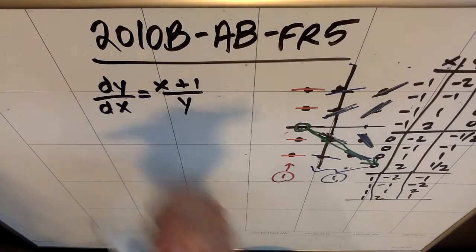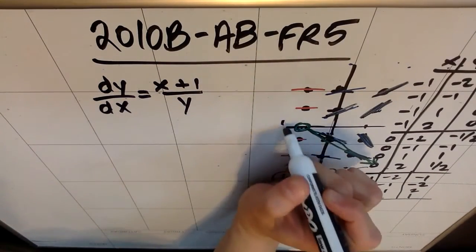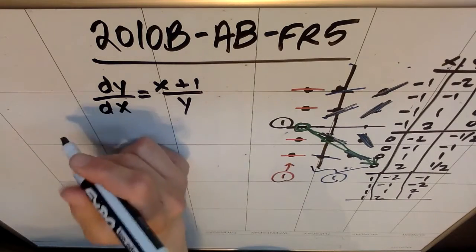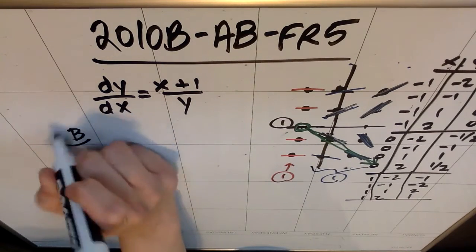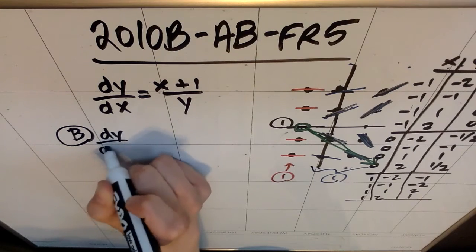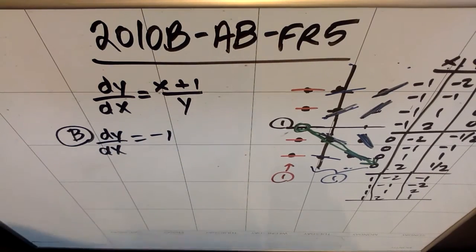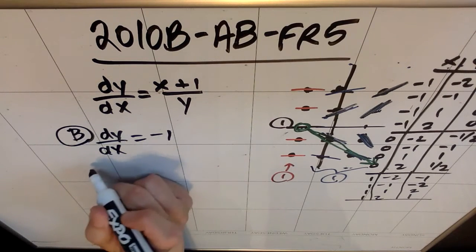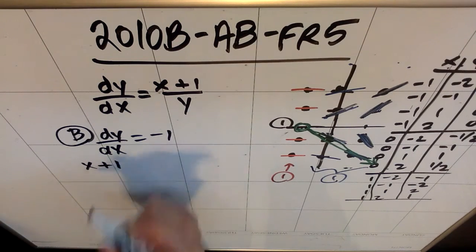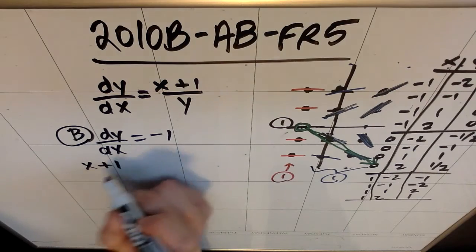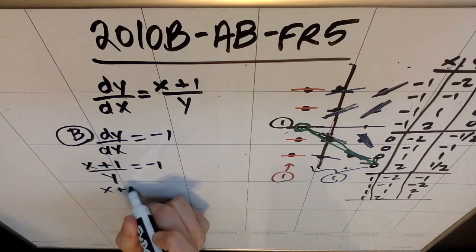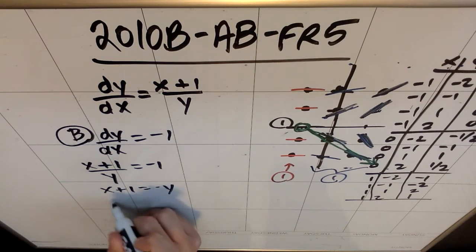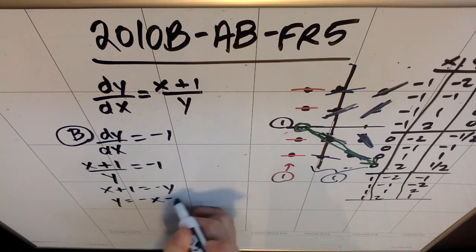So in part B, that was my part A, right? Oh, and this was the third point, by the way, was drawing the line. So, part B, they ask me to set dy/dx equal to -1, right, and to describe those points. So that's the same thing as saying (x plus 1) over y equals negative 1, or x plus 1 equals negative y, or y equals negative x minus 1.